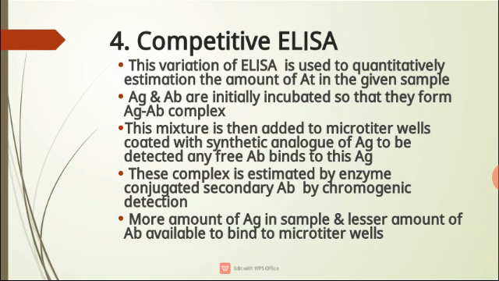Fourth and last type of ELISA is competitive ELISA. This variation of ELISA is used for quantitative estimation of the amount of antigen in the given sample. Antigen and antibody are initially incubated so that the antigen-antibody complex forms. This mixture is added into a microtiter well coated with a synthetic analog of the antigen to be detected. Any free antibodies bind with the antigen coated at the bottom of the well. The complex is estimated by enzyme-conjugated secondary antibodies for chromogen detection. The more antigen in the sample, the less antibody is available to bind to the microtiter well.